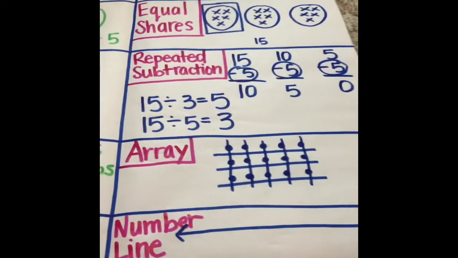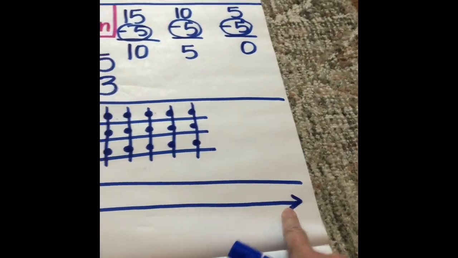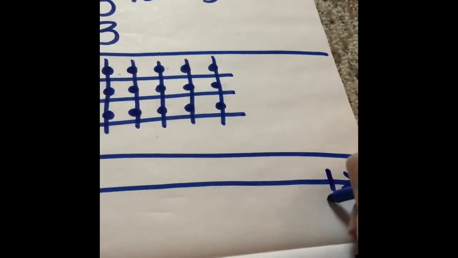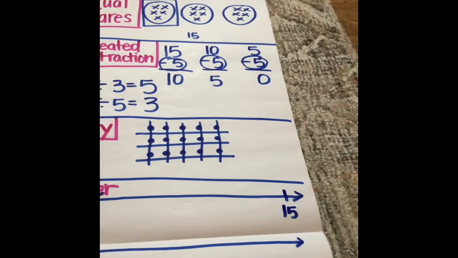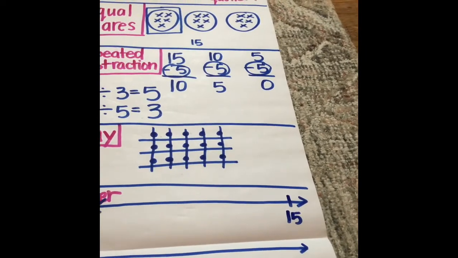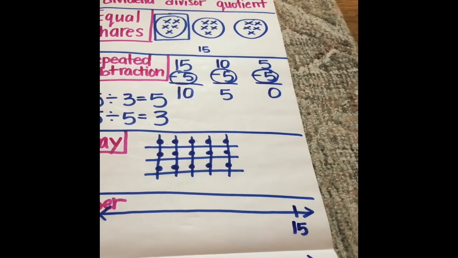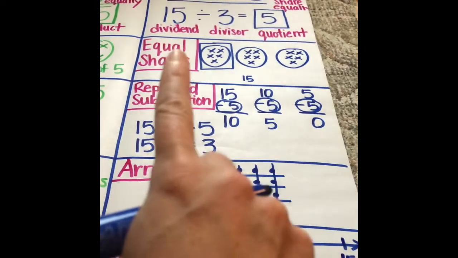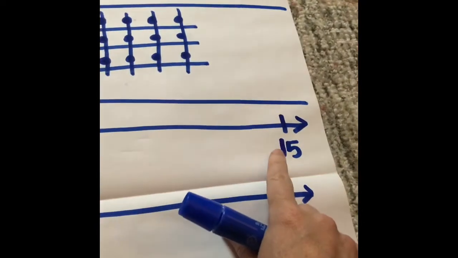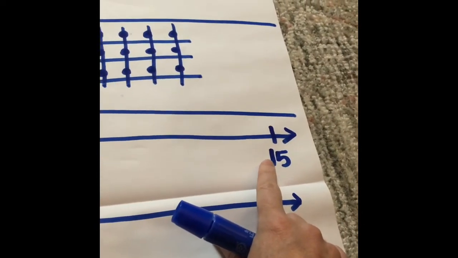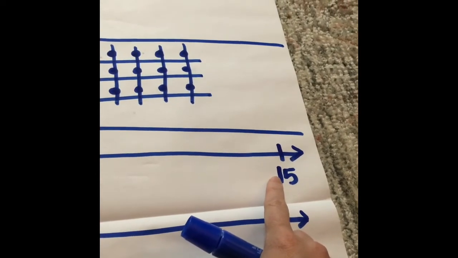So instead of starting on this side of the number line, we're going to start at this side of the number line and we're going to start on 15. Now that number is going to change depending on what your dividend is, or what that first number in your equation is. But for our equation today, we're starting on 15 because of that dividend right there. So now that I know that I'm starting at the end of my number line and working backwards, the next thing I have to figure out is what my jumps are going to be.